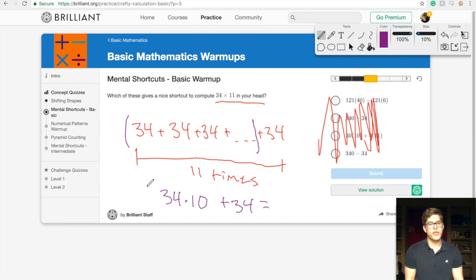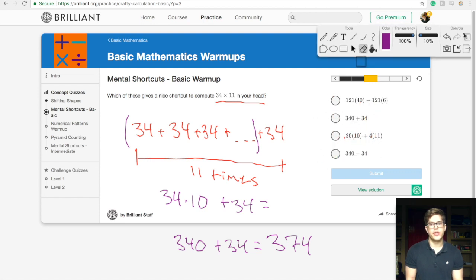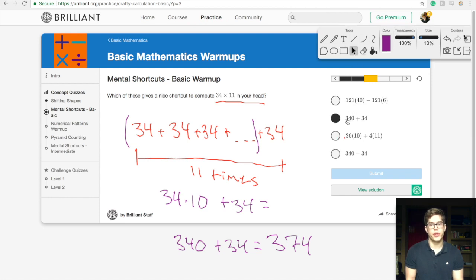And we know, well, 34 times 10 is 340, and then add a 34 to it, and then, oh, well, this is 374. And so this is kind of how you would do it in your head. So let's erase this. Let's see what they had suggested. And here, yes, you can see that they had a nice 340 plus 34, which is exactly what we did.